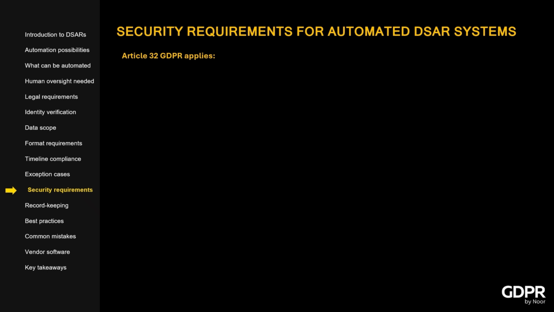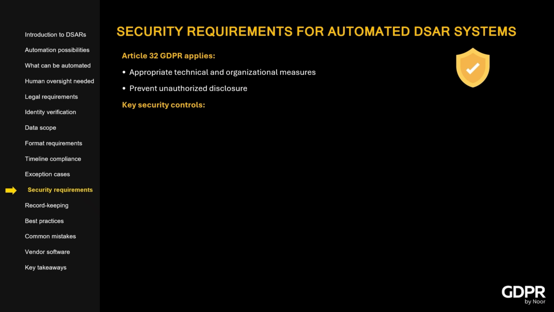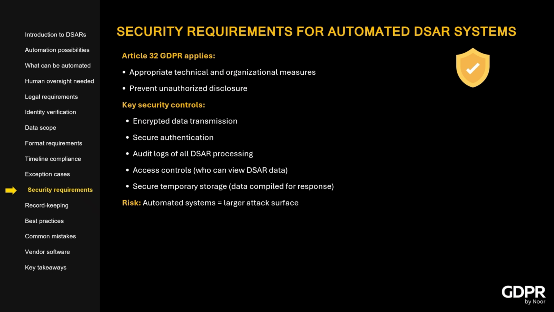Automated DSAR systems create security risk because they gather and transmit personal data. Under Article 32, you must secure the system. Here are the key requirements. Encrypt all data sent to the requester. Use strong authentication to prevent unauthorized access. Keep audit logs of all DSAR actions. Apply strict role-based access control. Secure and delete any temporary storage used during the compilation. Automation increases the attack surface, so security must be robust.